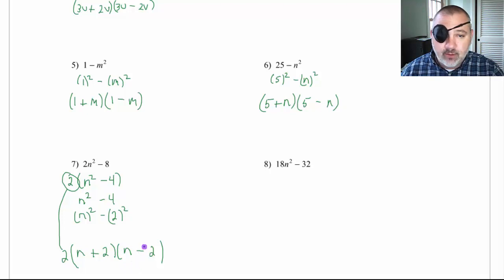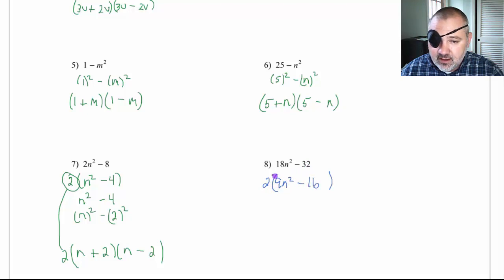Let's do one more. I've been doing a lot of green. How about a blue? Is 18n squared a perfect square? It is not. Neither is 32. But is there a perfect square that divides? Is there a number that divides into both those? Yes. 2 does. So I'm going to factor out a 2. So 2 times what gives you 18n squared? 9n squared minus. Does 2 divide into 32? It does. 16. I'm going to take my GCF, put it all the way down at the end, and focus on the 9n squared minus 16.